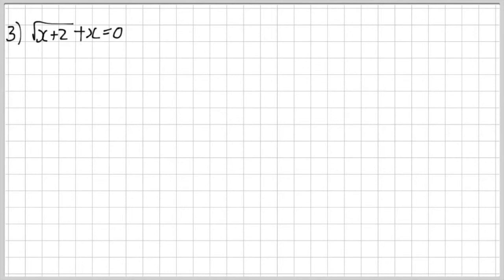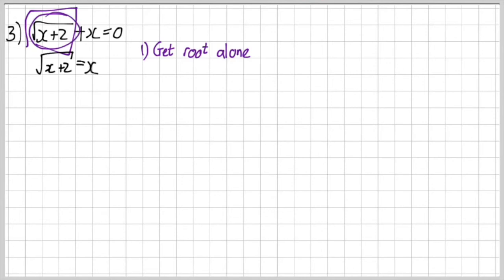Crucial, you need to get your surd alone before I can square both sides. Please get the surd alone first. So to get the surd, or the root, alone, I'm going to take that plus x over, and it becomes negative x. Now, let me just write that a bit neater. Negative x.